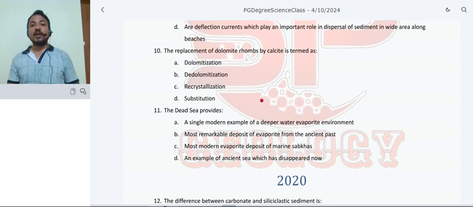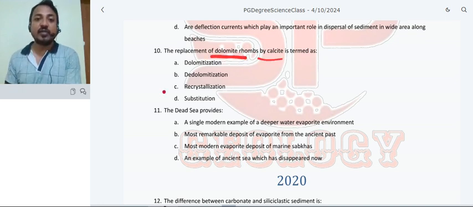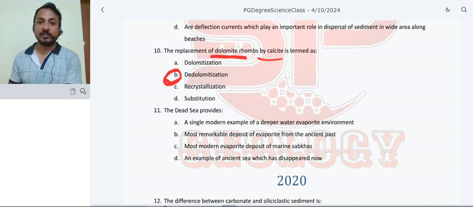Then, the replacement of dolomite rhombs by calcite. If dolomite is replaced by calcite, then it is called de-dolomitization. Dolomitization is the formation of dolomite. If dolomite is again replaced by calcite, we say de-dolomitization.